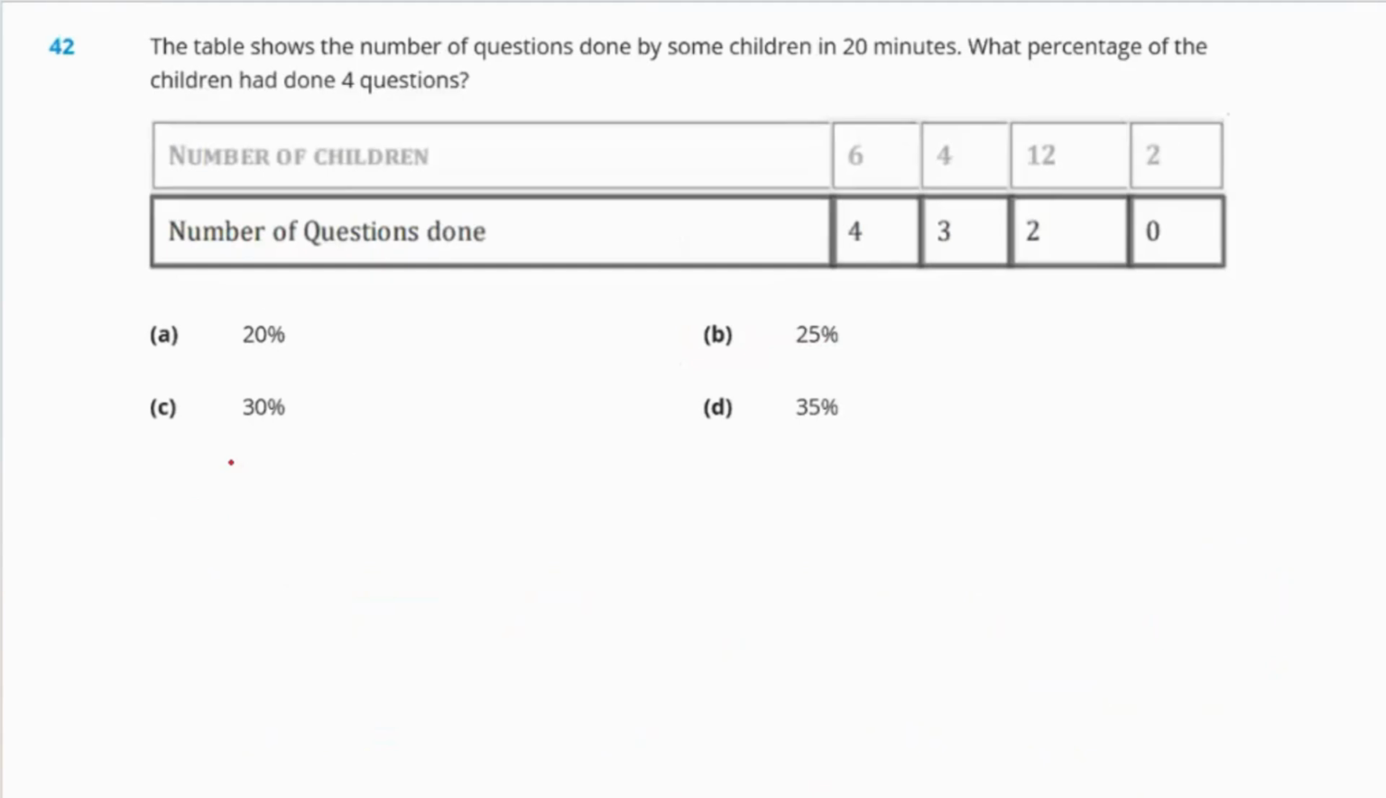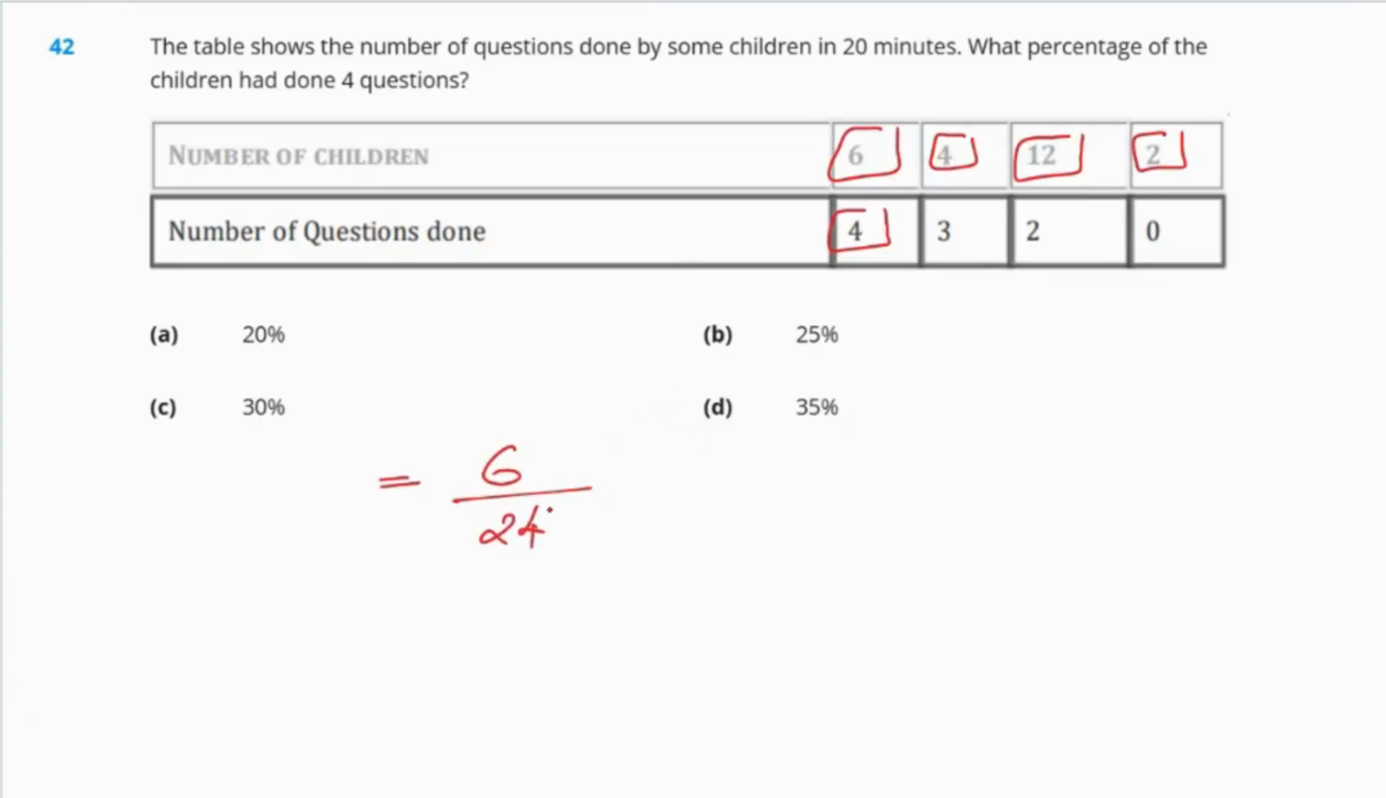Okay, next question is, the table shows the number of questions done by some children in 20 minutes. What percentage of the children had done 4 questions? So here in this table you can see some students have done some questions. So we have to find out the percentage of children who had done 4 questions. How many children have done 4 questions? It is 6. 6 by total number of students. Total we have 6 by 24 students.